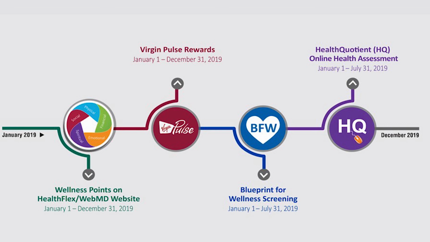To that end, WestPath has decided to combine the dates for Blueprint for Wellness and Health Quotient beginning next year. No longer will they be separate. They will both begin January 1st and run through July 31st, and you'll get information on that in the mail. And then once July 31st comes, you're done. You don't have to worry about it.